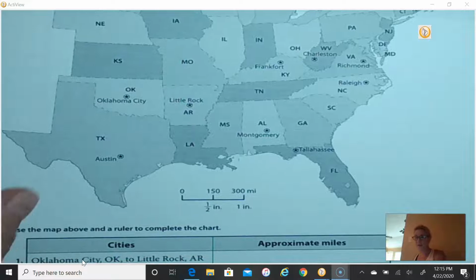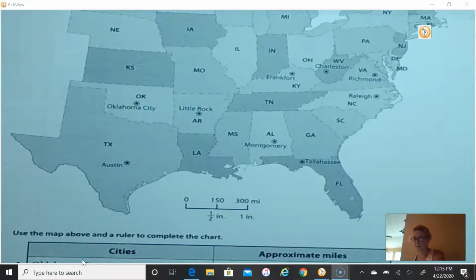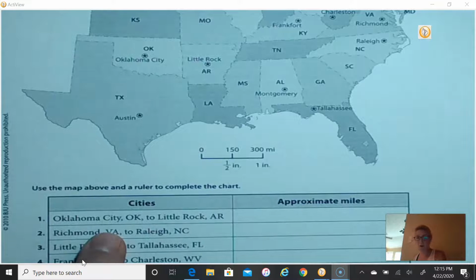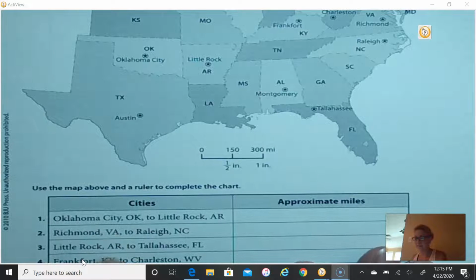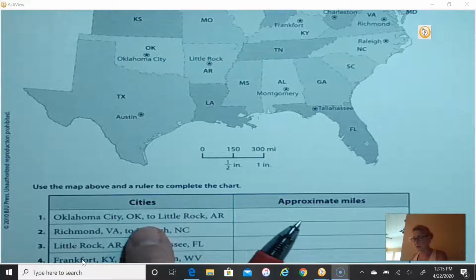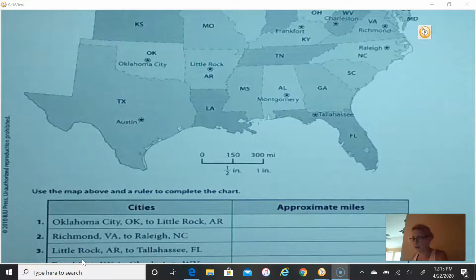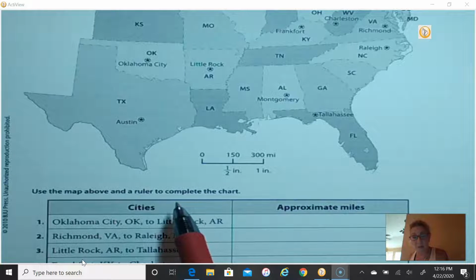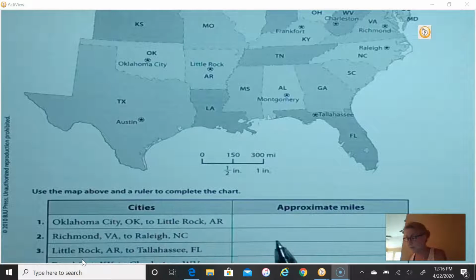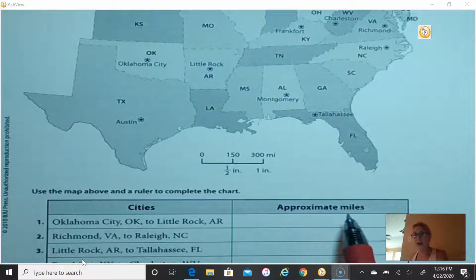For the first question, it says Oklahoma City to Little Rock, Arkansas. It says to use the map above and a ruler. You don't need a ruler. I'm going to show you why you don't need a ruler to complete the chart. They want to know approximately how many miles it is from Oklahoma City to Little Rock, Arkansas.